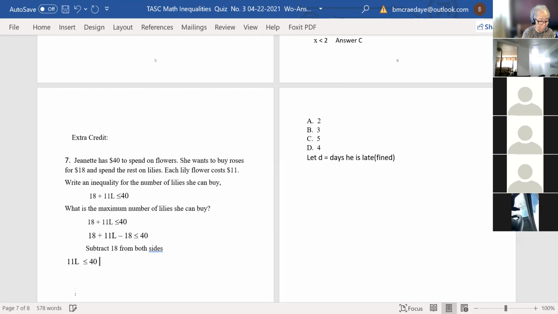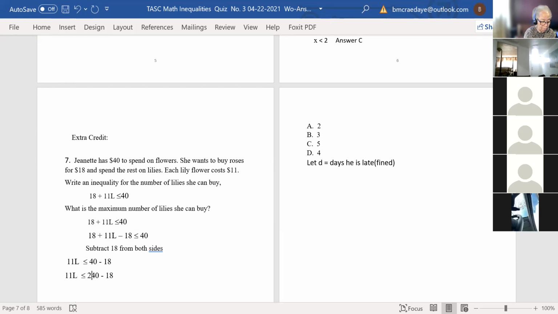So let's do our subtraction. What's 40 minus 18, Mercedes? That would be 22. 22. So let's just copy that, 11L. Okay, so that's 22.